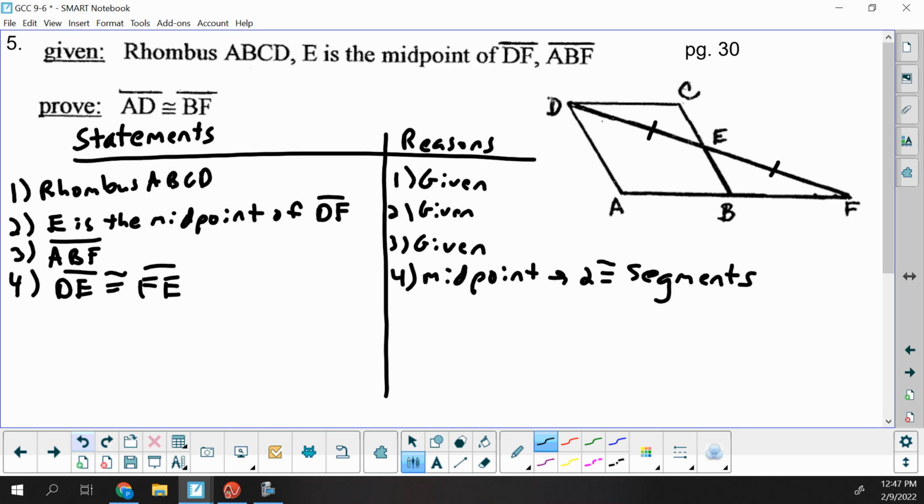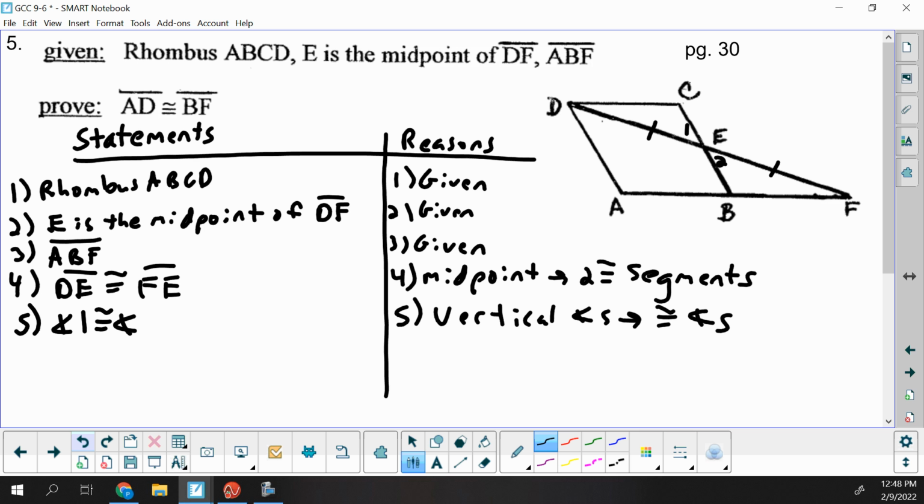Well, we've also got a set of vertical angles there. I'm going to go ahead and label them 1 and 2. We can do vertical angles implies congruent angles. And our statement would be angle 1 congruent to angle 2. We said they were congruent, so let's mark them up in our picture. So we have a side and an angle so far.